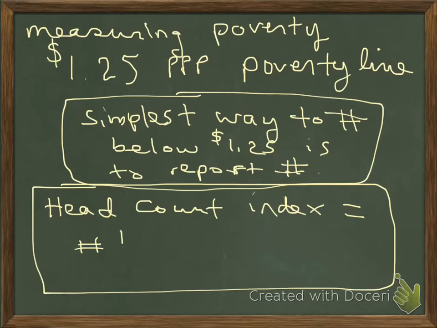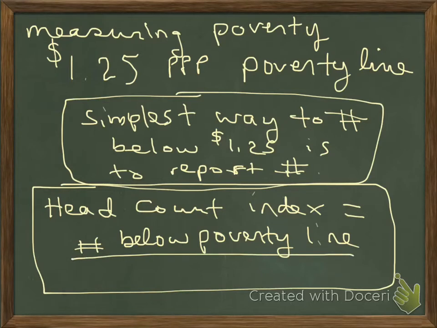The number below poverty line divided by total population in that country. So that can give you an idea of how poor the country is by the percentage that are below the poverty line. There's a third measure called the poverty gap, which measures the severity of the poverty.